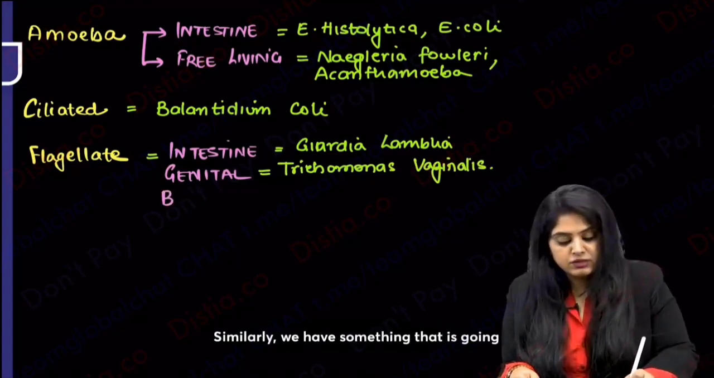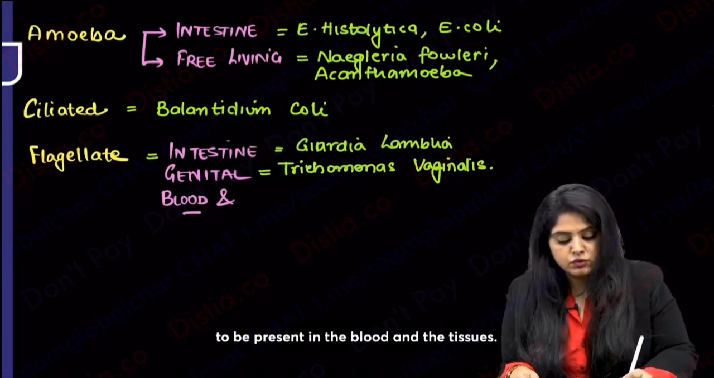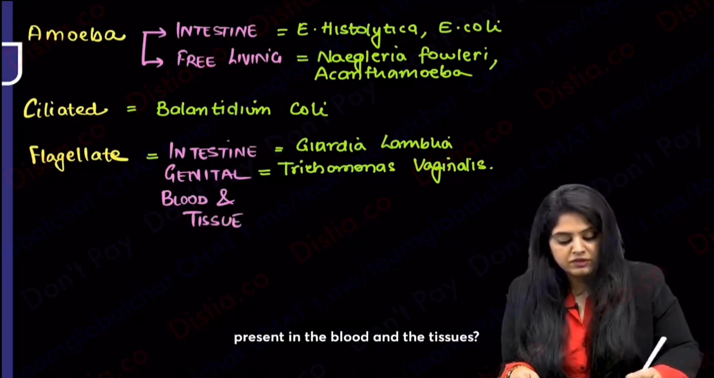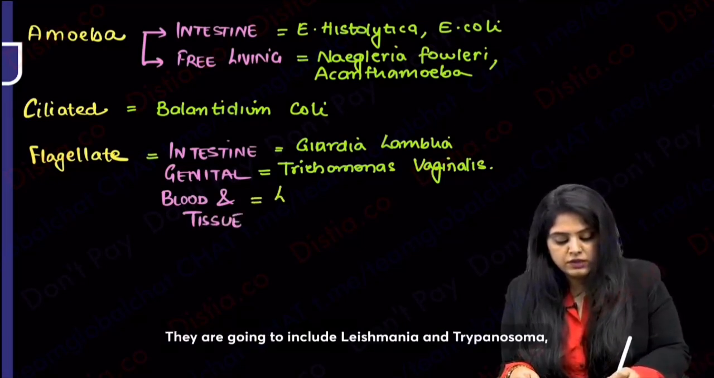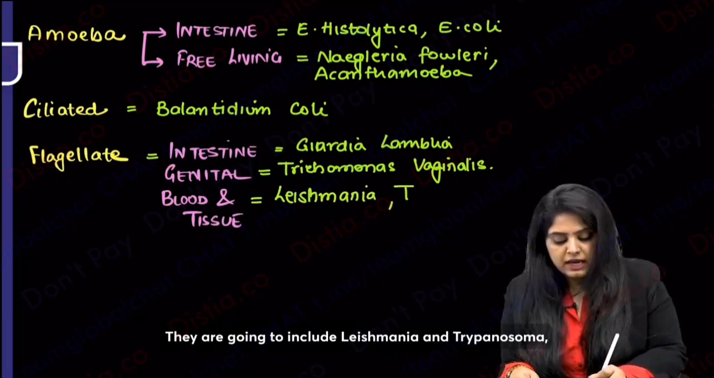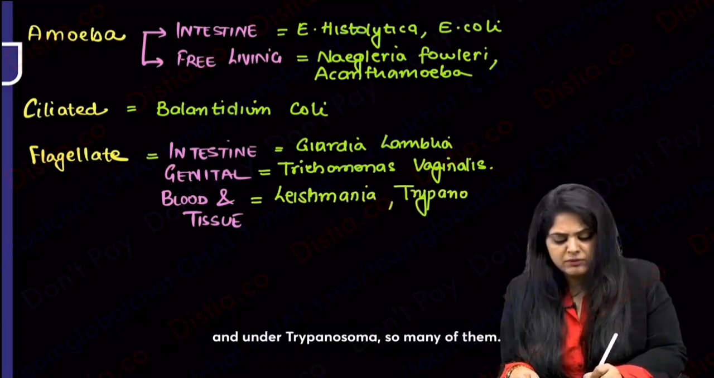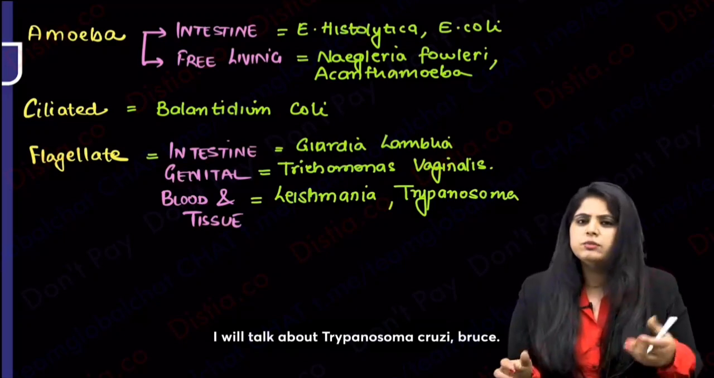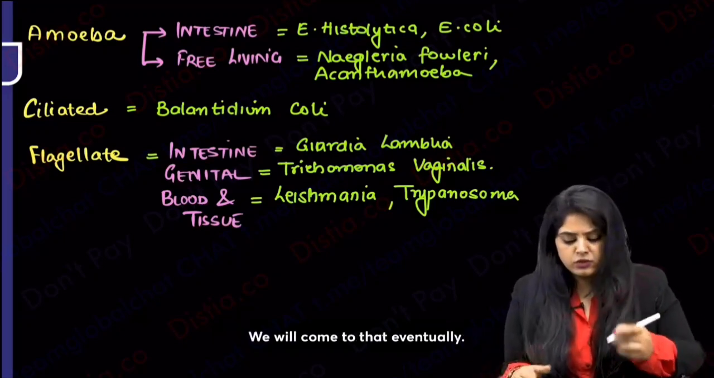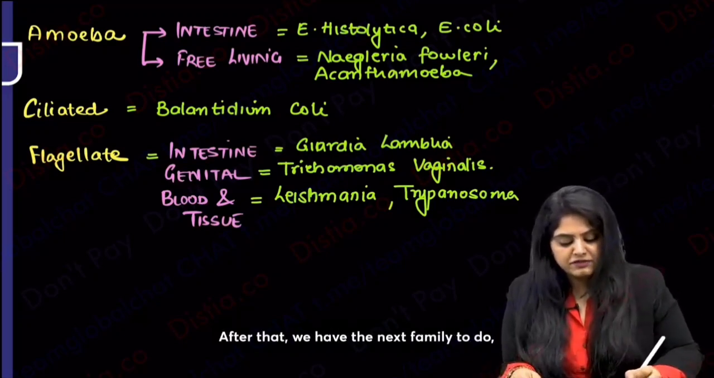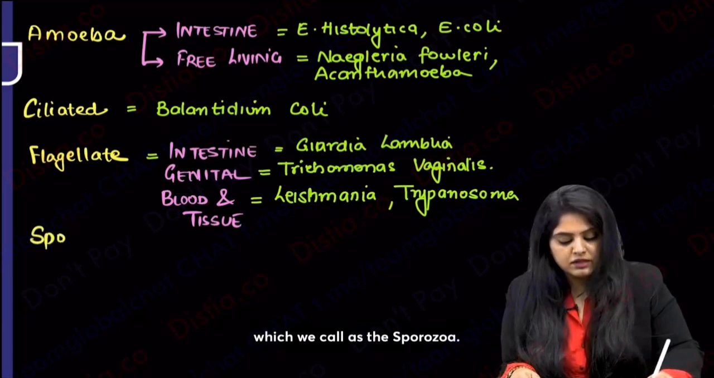Similarly, we have flagellates that are present in the blood and the tissues. They include Leishmania and Trypanosoma, and under Trypanosoma there are so many of them, Trypanosoma cruzi, brucei, which we'll come to eventually. After that, the next family to do is the Sporozoa.